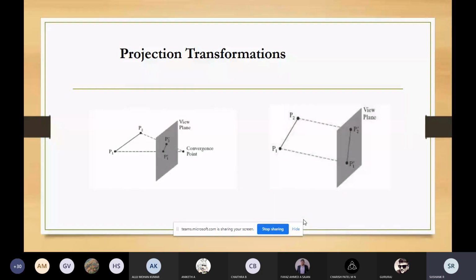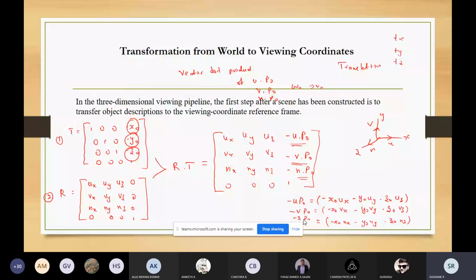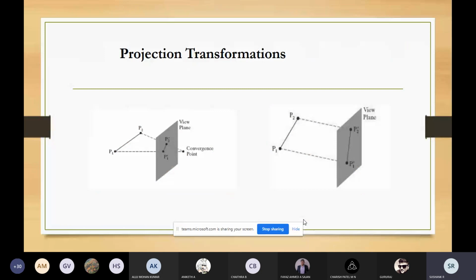So projection transformation means, first we'll talk about the projections. We have two projections mainly, the parallel projection and the perspective projection. Why are we using them? Once the transformation is done from the world to the viewing coordinate system, the object descriptions will be projected onto the view plane.